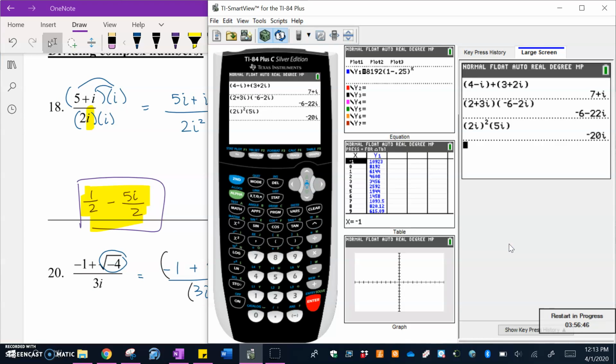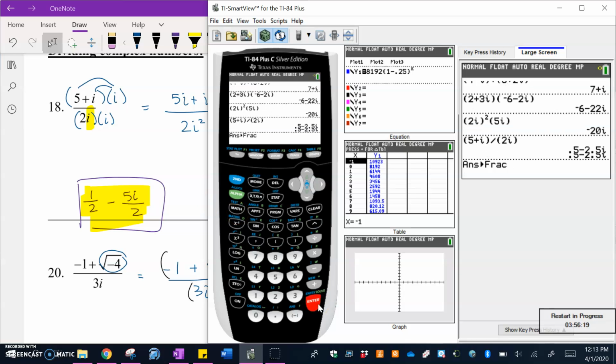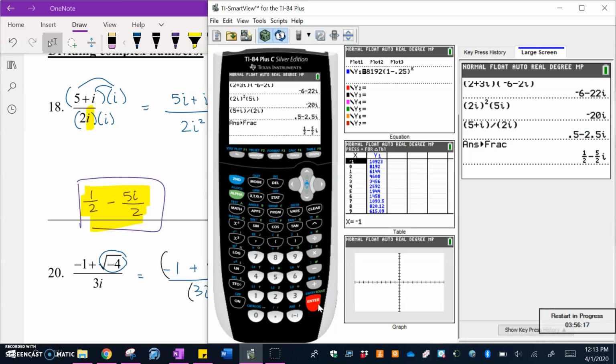Let's take a look at 18. Here's the thing. You have to keep parentheses around your numerator. So 5 plus i has to be in parentheses, but you also have to have parentheses around your denominator. So you need a lot of parentheses when dividing. Parentheses around the numerator, parentheses around the denominator. You'll get this. It is in fraction form. If you hit math, frac, it will actually turn it back into fraction form; it was in decimal form.